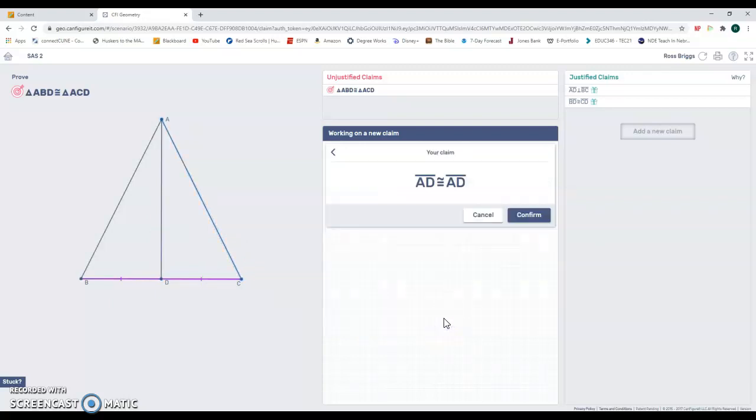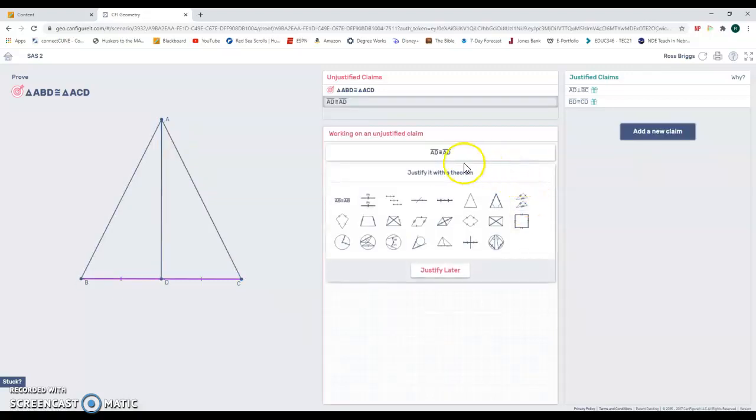We're going to claim it. Yes, that's what I would like to claim, so I'm going to confirm it. Now we have to justify it with a theorem. We can't just say that it's congruent to itself, as I alluded to earlier. We have a lot of theorems down here that could be useful, like a rhombus is a quadrilateral with 4 congruent sides. I don't think that's useful here, but it could be in another proof, or even later in this proof, who knows.